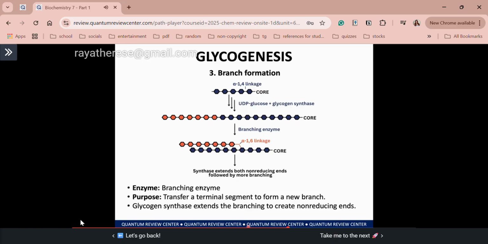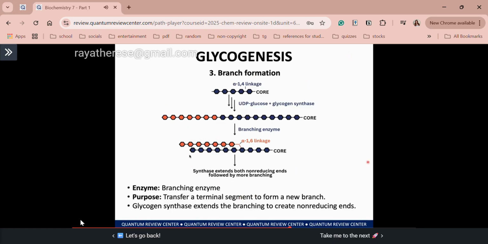Okay, so again, important to remember that this specific enzyme extends the branching to create more non-reducing ends, which are sites of your glycogen synthase and glycogen phosphorylase activity. So sir, the activity or catalysis of synthase and phosphorylase is more efficient in that case. Yes. Okay, so again, after your branching, after we transferred a certain amount of monomeric units, glycogen synthase can extend again. So again, I hope that's clear.